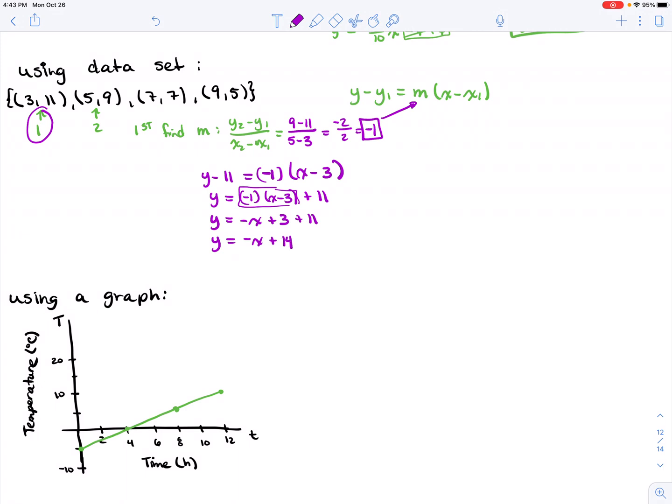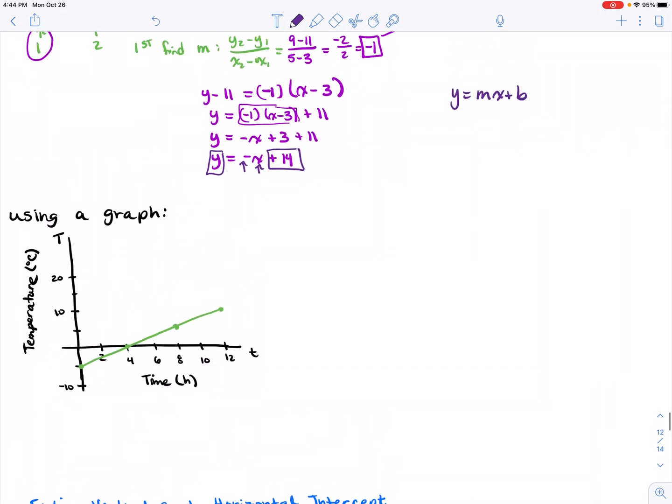Now if you'll recall, what did I say? It was y equals mx plus b. Now I have a y equals mx, and look, I have a plus b. I have a positive 14 in that spot. This is going to be important as we go into the next tutorial.